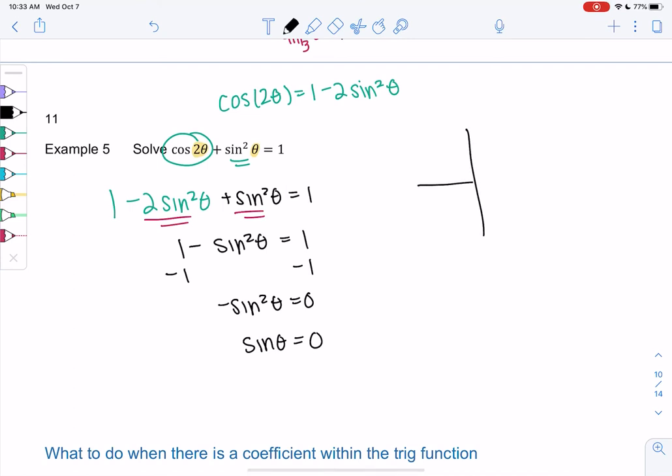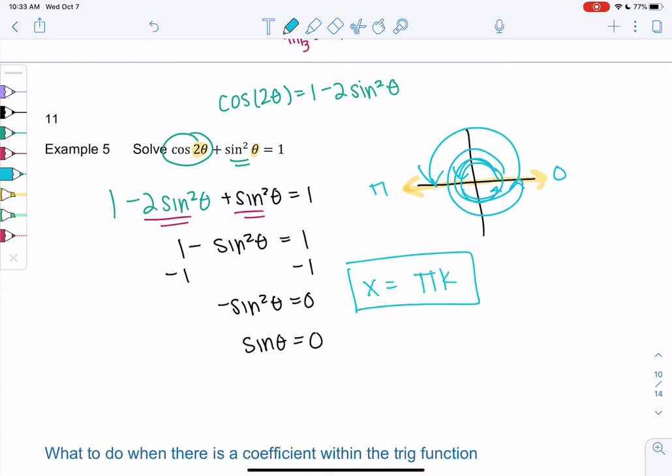So we actually just did this one. When does sine equal 0? At 0 and pi. So it could be 0, it could be pi, it could be 2 pi, it could be 3 pi, right? And so that pi k takes care of all the possible solutions. k is an integer. Right, negative would be negative pi, negative 2 pi, all that stuff.